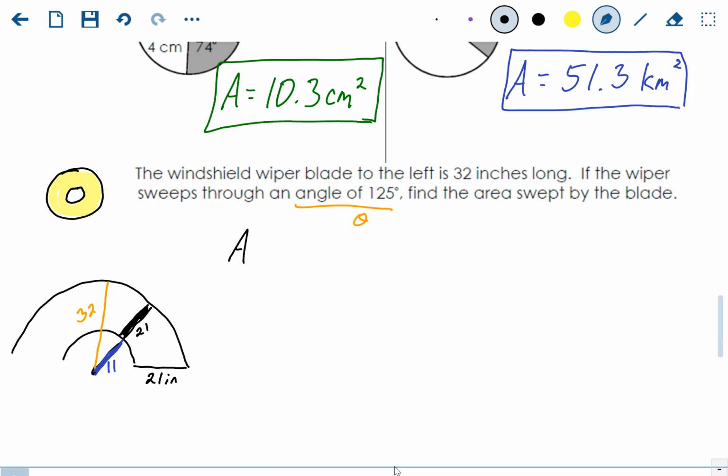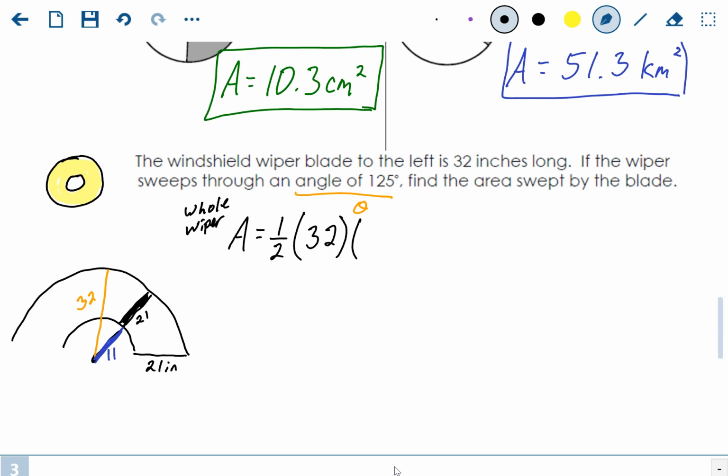The area of the whole wiper blade is always going to be 1/2 times the radius. The radius of the whole thing is 32 inches long. Times the angle, theta, 125. It's right above it. And then since it is given in degrees, times pi over 180.